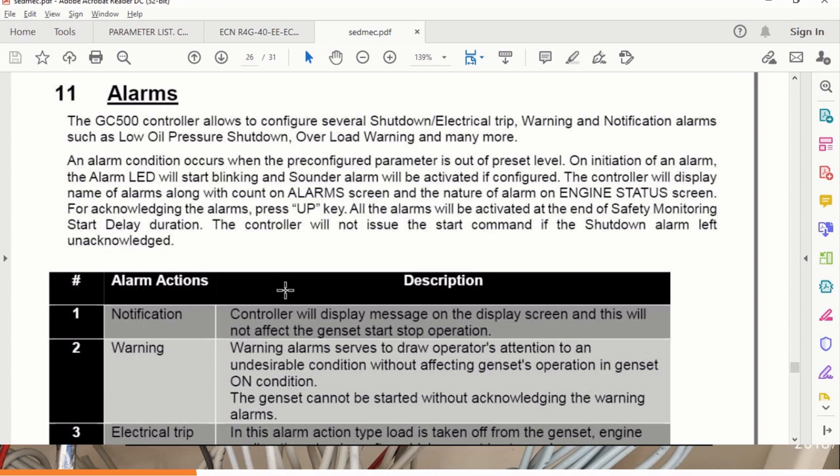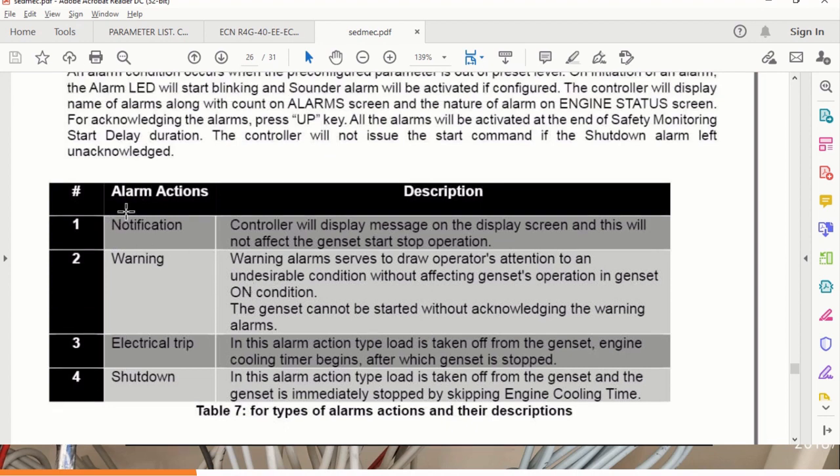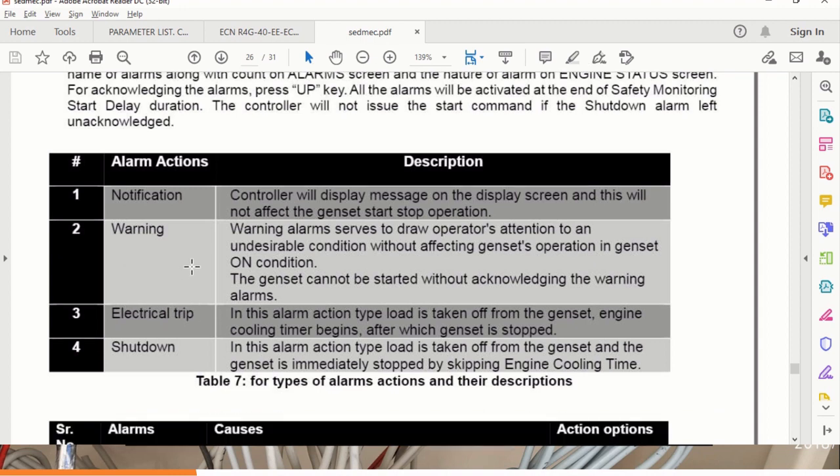Earlier in the Supernova controller, the DEIF controller, we have seen that there is a fail class. Similarly here there are alarm actions. Every controller has different terminology, but more or less the actions are the same. Here we see it's a notification. Notification means it will just tell you that this has happened, but it will not take any actions. Similarly, if there is a warning, there is an LED glow, a beep sound may also come, but no other actions will be taken.